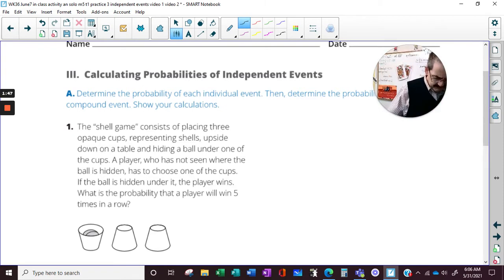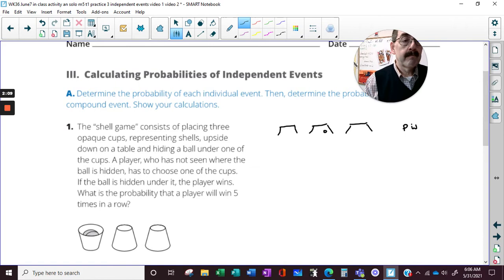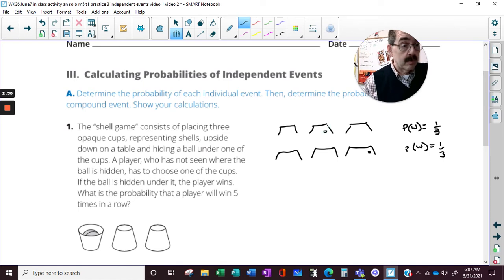I don't know. Okay. So, now, shell game. We got a ball. What's the probability of picking a winner here? 1 out of 3. So, what's the probability of picking another winner? We do this 5 times in a row. Probability of getting a winner, 1 out of 3. Now, what's the probability of hitting 2 in a row? Hitting 2 in a row is 1/3 times 1/3, which is 1/9.